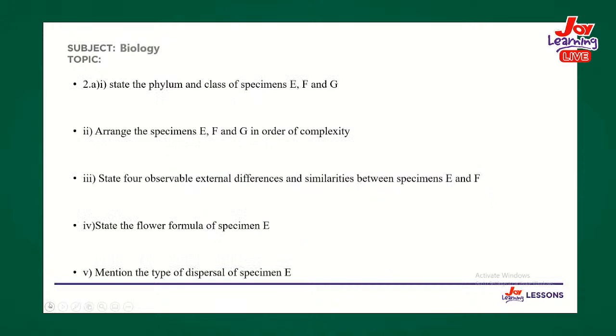Then they ask you for the flower formula of E, which is Crotalaria, which I dealt with before. So take a lot of plants, get their flower formula, to be easy for you to answer this. Then they ask you, what is the dispersal of E, assuming it had a fruit, and we know it was the legume or pod nature. It would be explosive mechanism. Then they may ask you reasons why, and you're supposed to be able to explain why it is by explosive mechanism.